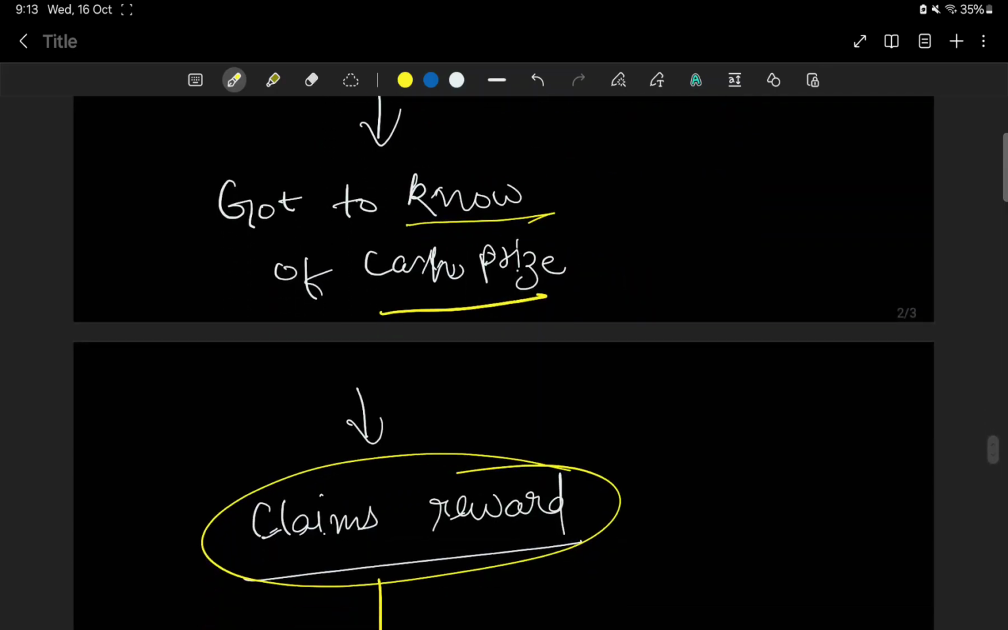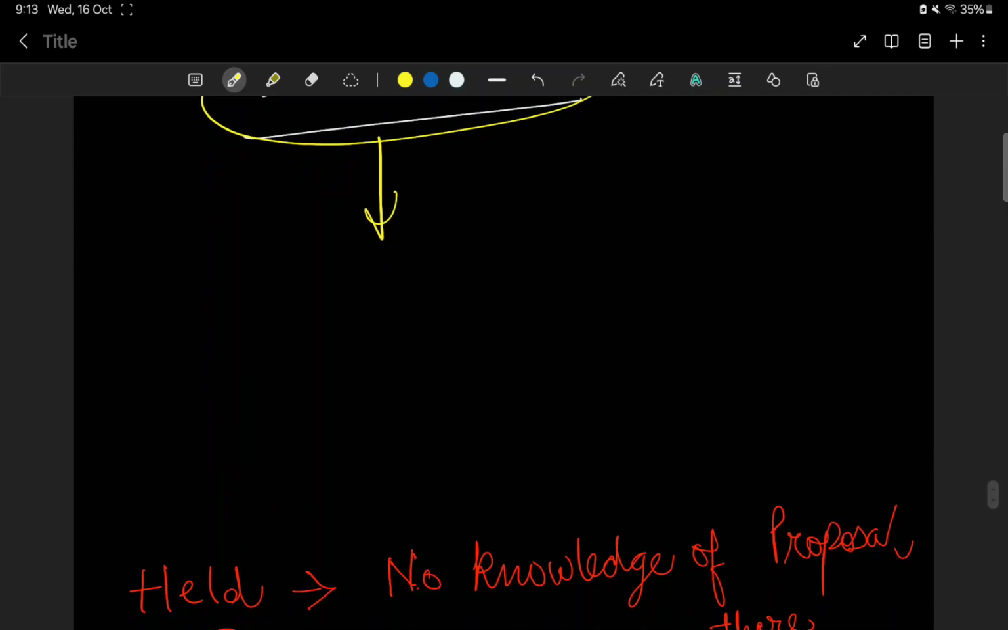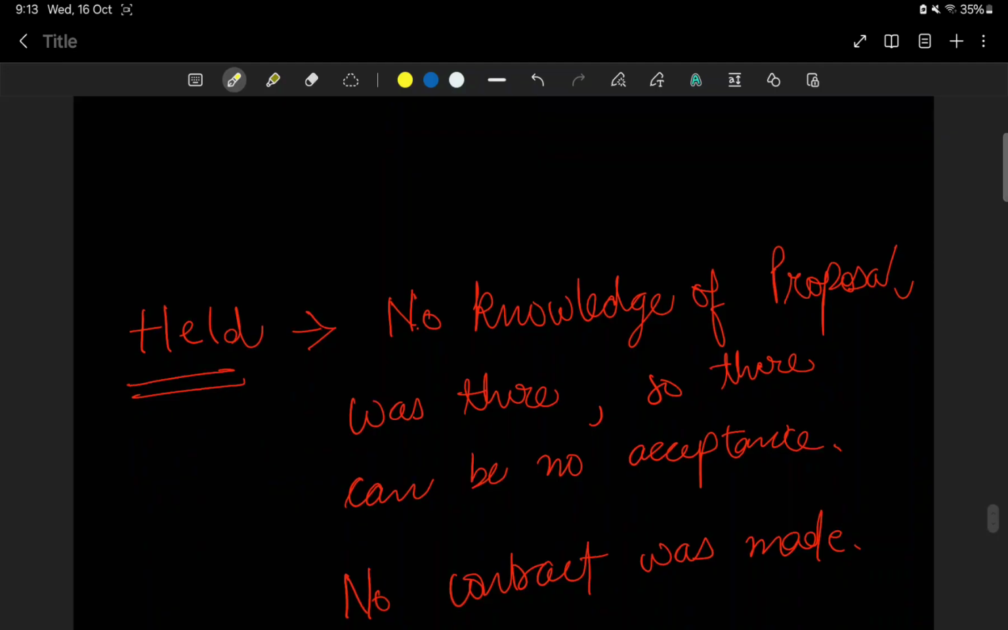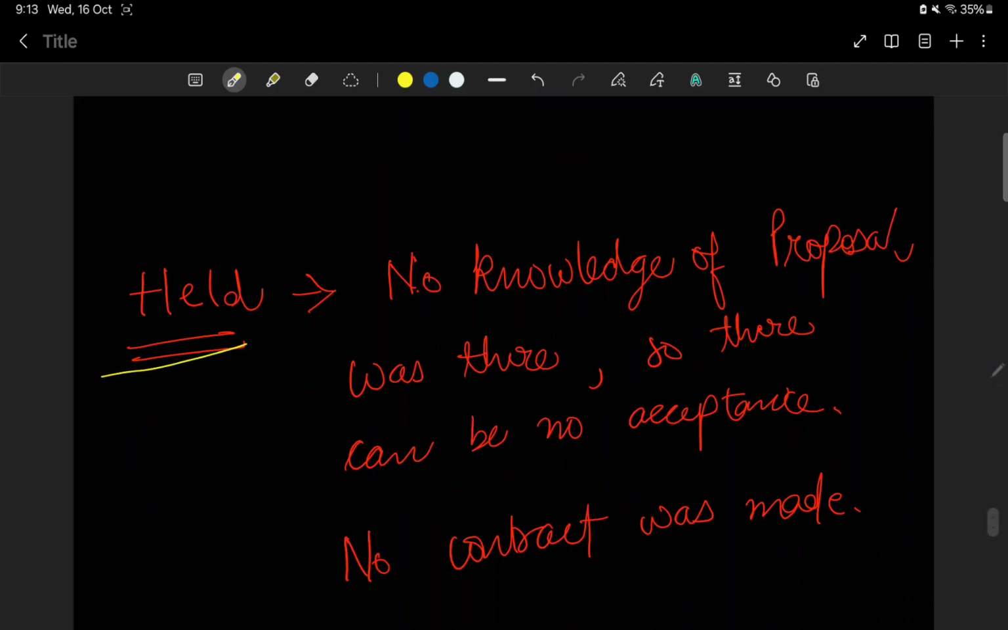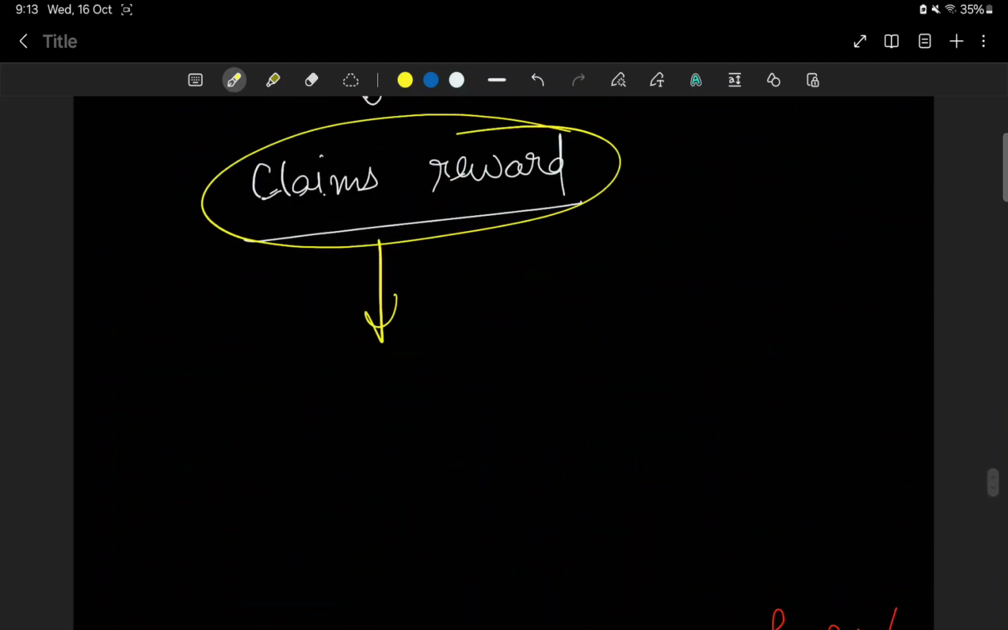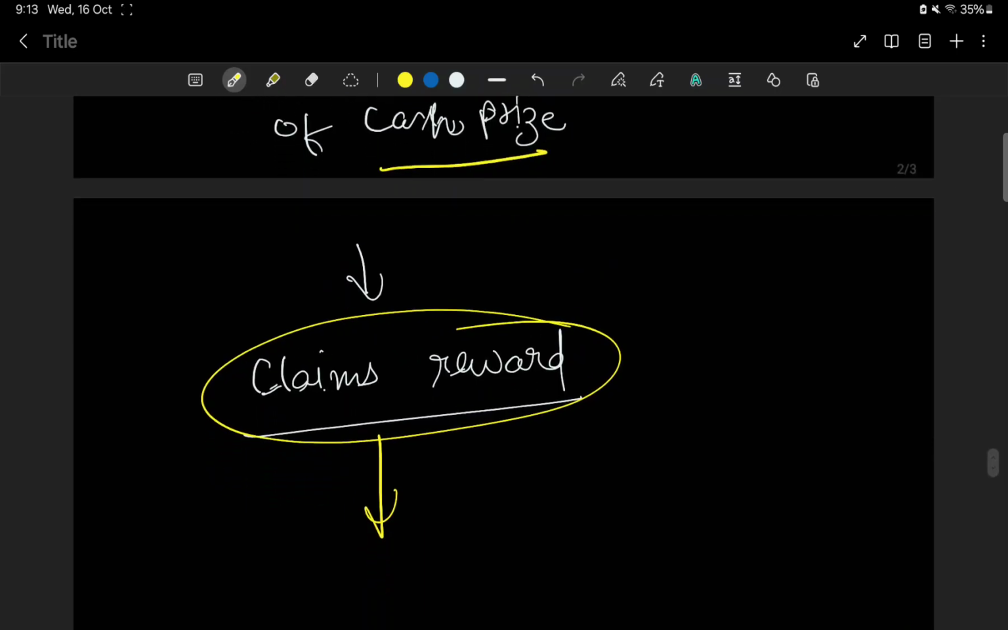And because they could not have accepted it, there was no agreement or contract that could have come into existence. So the same thing was held in the case. No knowledge of proposal was there, so there can be no acceptance and no contract was made. ठीक है, because उनको knowledge ही नहीं थी, so proposal was not complete and no valid acceptance could have been made, and thereby the servants were not, they could not claim the reward.